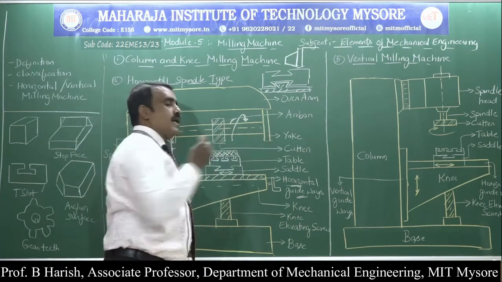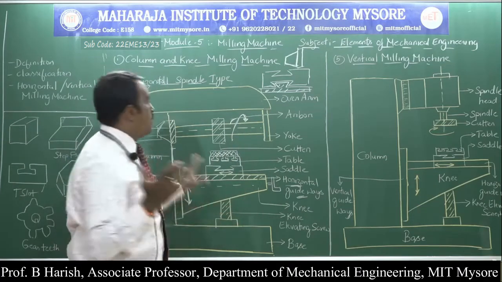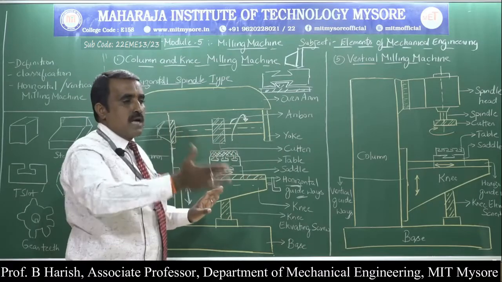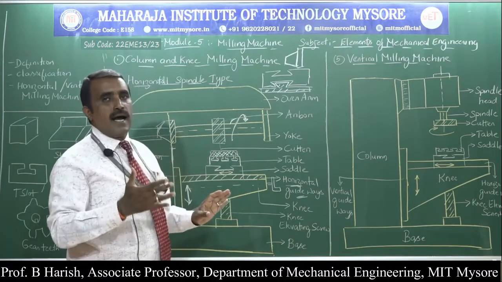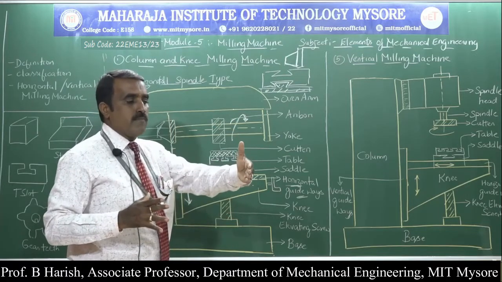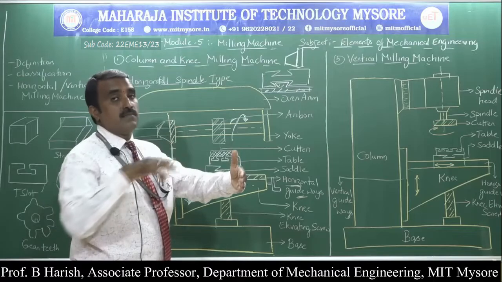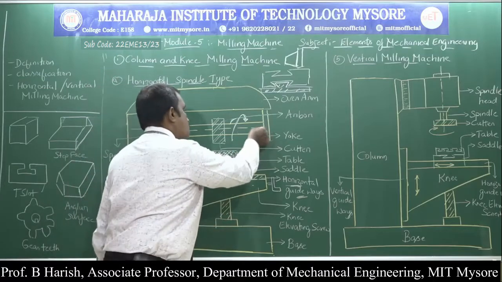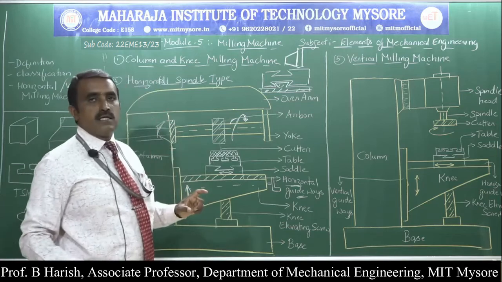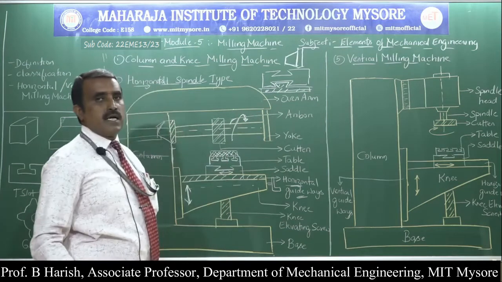Now on the other end, we have a part called the yoke. The yoke supports the arbor at one end. Since its length is more, when it rotates at high speed, if it does not have a supporting part at the other end, it may wobble and the direction may change. Hence the yoke supports the arbor at the other end. One end is connected to the spindle, and the arbor will be rotating in this direction.